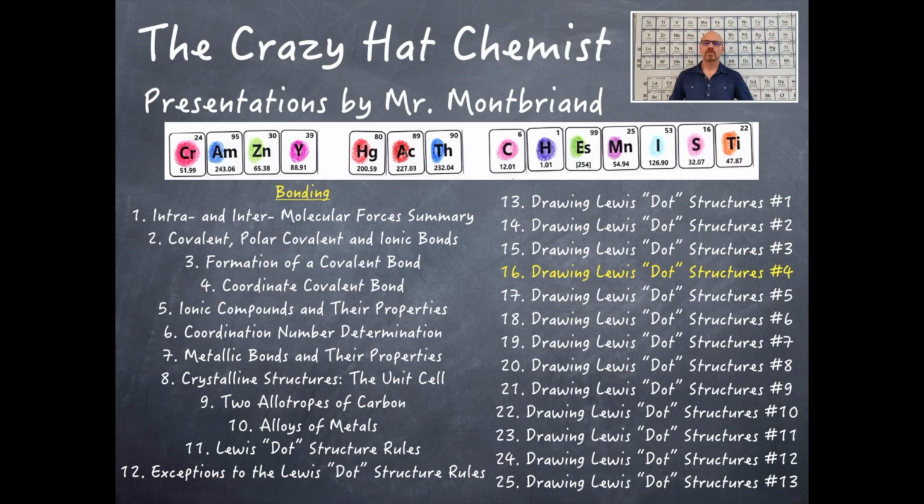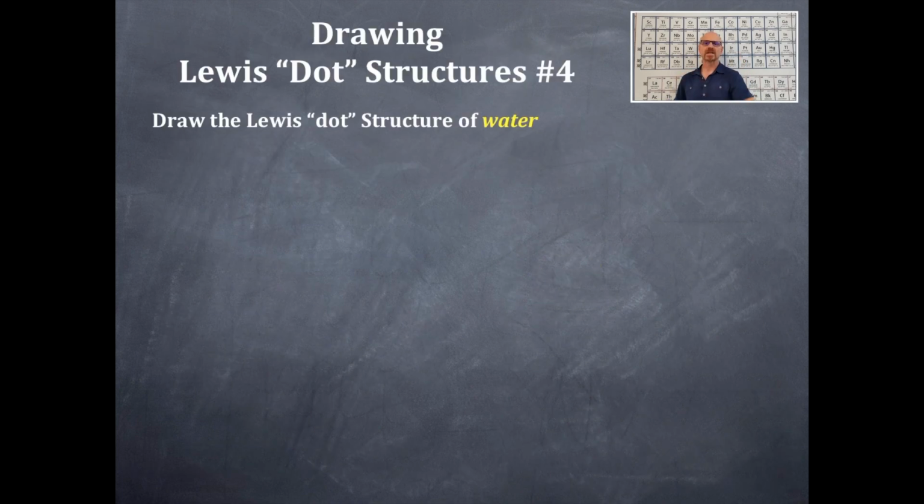So here we go. We're going to do another Lewis dot structure drawing, number 4 this time. So, bam! Drawing Lewis dot structures, number 4. Draw the Lewis dot structure of water. So hopefully you can come up with the formula for water.